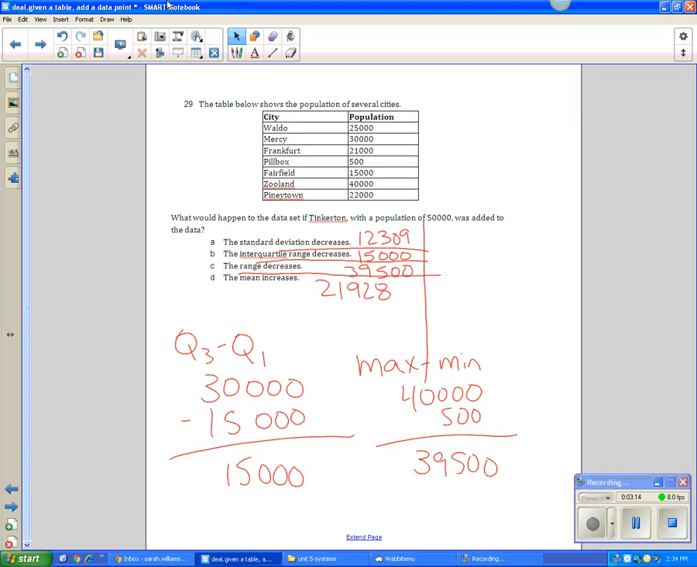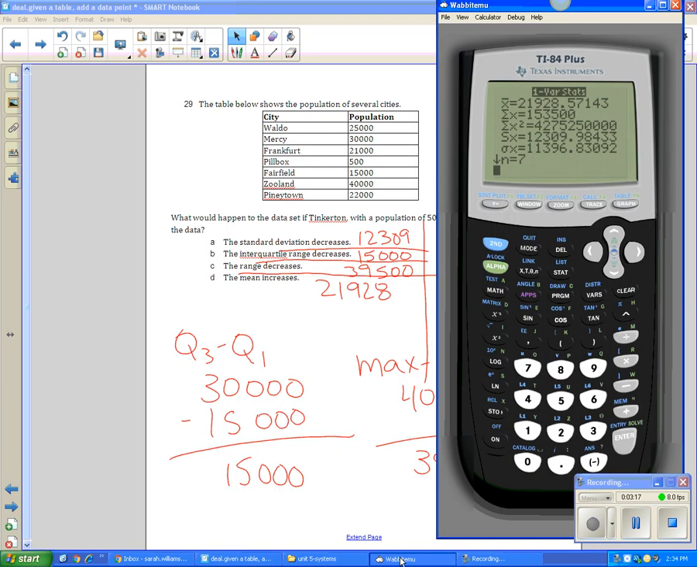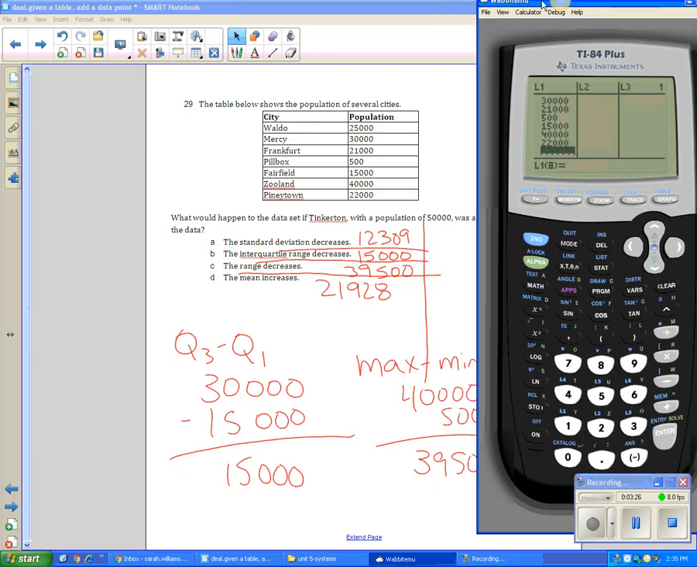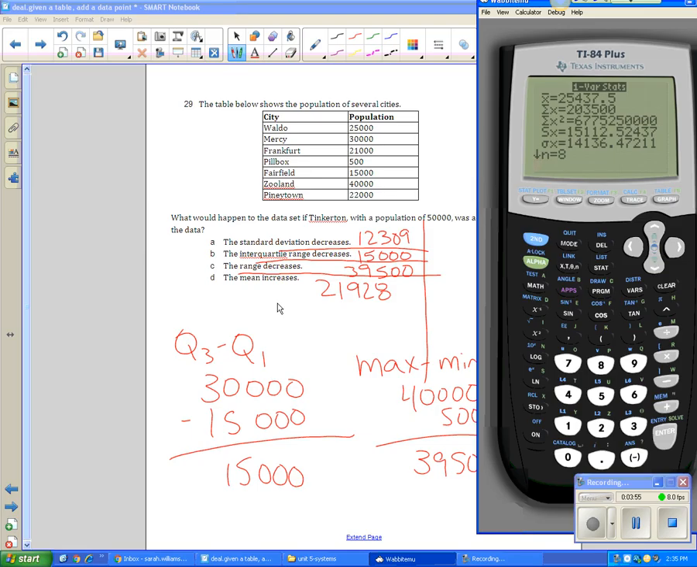Then what you are going to do is go back to stat in the calculator, hit edit, and you're going to scroll down to the bottom of your list and type in this new number. 50,000 was now added to the data. Hit enter, stat, over to calc, choose this first one. All right, and so now we're going to look and see what happened. So now we're going to write down the new standard deviation. So remember that's Sx, so it's 15,112.